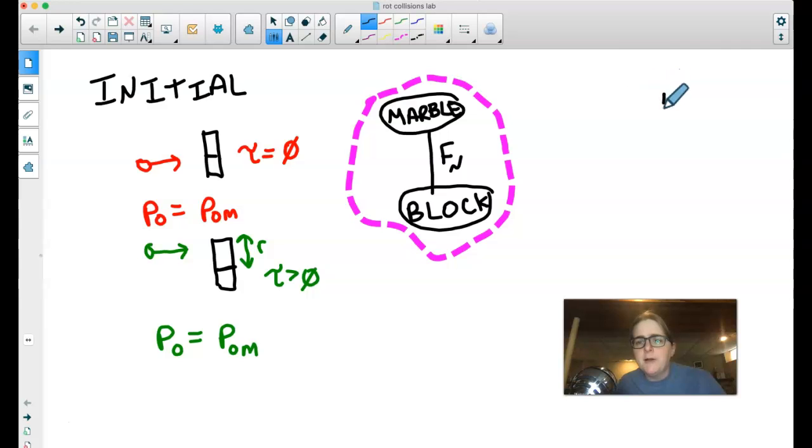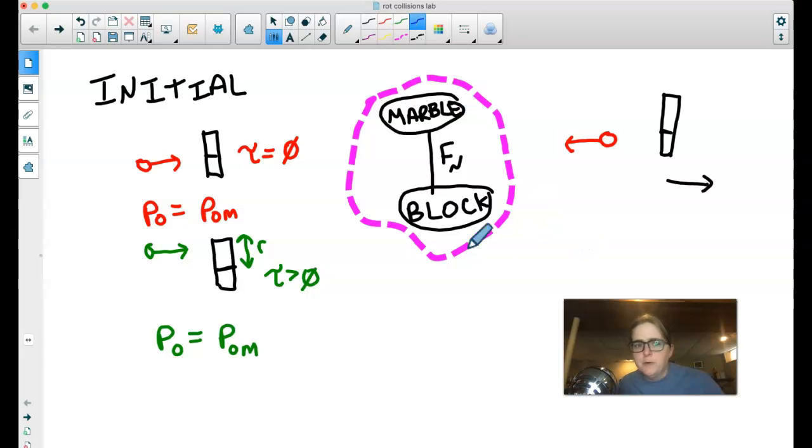Now, if I think about the after, in both cases, if I'm only thinking about the linear motion, the block ends up with some linear motion to the right, whereas in just about every case, the marble bounced off and moved to the left.